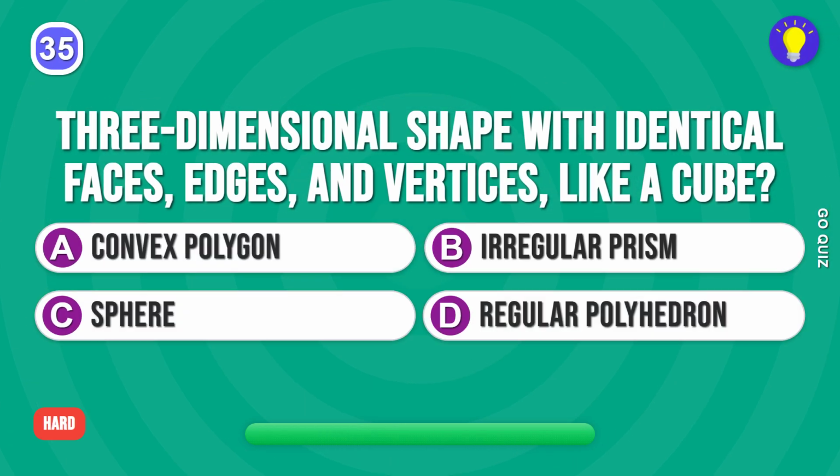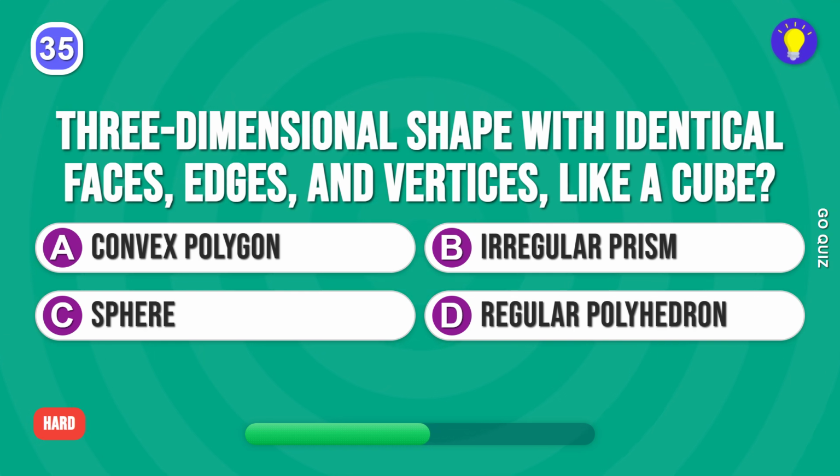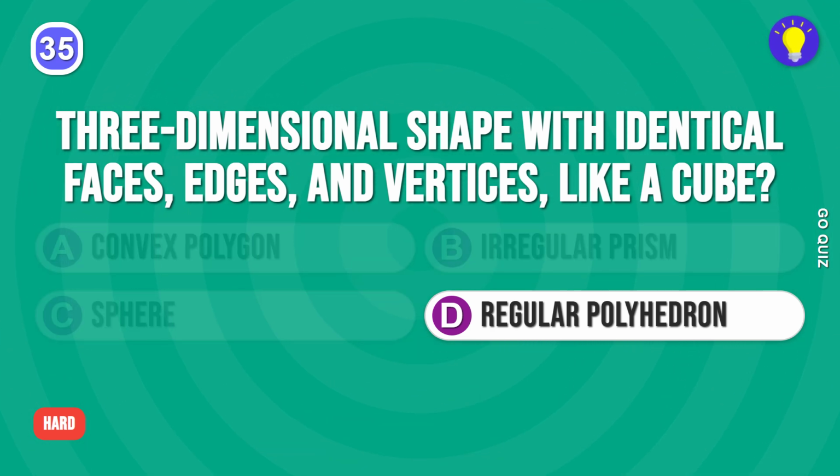What is the name for a three-dimensional shape with identical faces, edges, and vertices like a cube? Regular polyhedra are uniform 3D shapes.